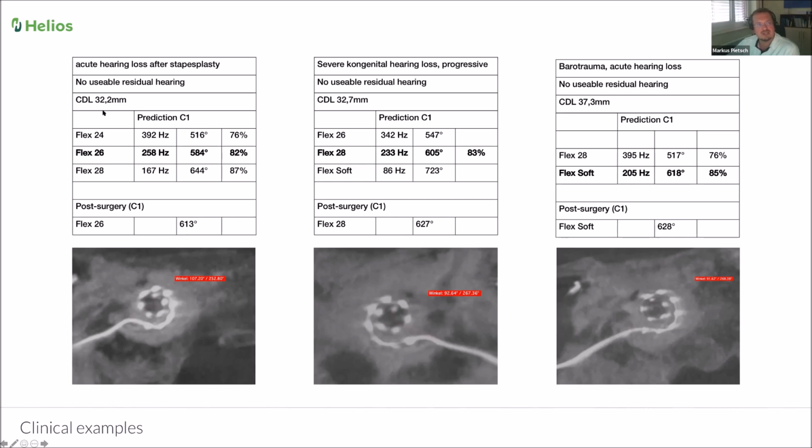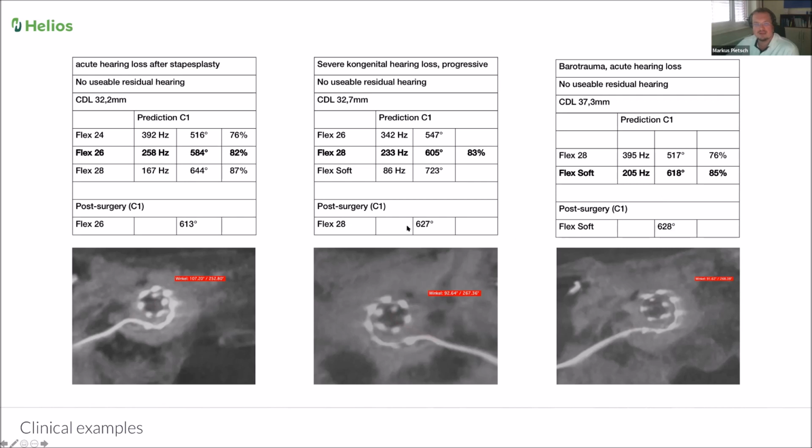In this patient, we chose the Flex 26 because we wanted to be at about 250 Hertz. In this patient with a slightly longer but very, very similar cochlear duct length, we had to choose the Flex 28 because the 26 would have been too shallow, in my opinion. And in those 2 patients here, you see the cochlear duct length is very different. So we have a way longer cochlear duct length. And in this patient, we chose the Flex Soft electrode.